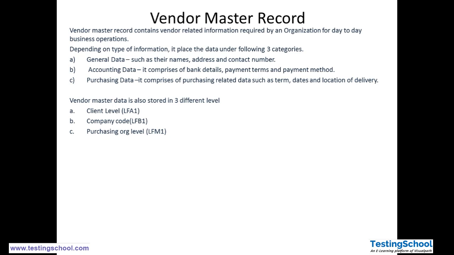Purchasing data comprises purchasing related data such as terms of payment, date and location of delivery. Vendor master data is also stored at three different levels: client level, where the client related information is kept; company code level, where the company code level details are kept; and purchasing organization level, where the vendor master's purchasing organization related information is kept.